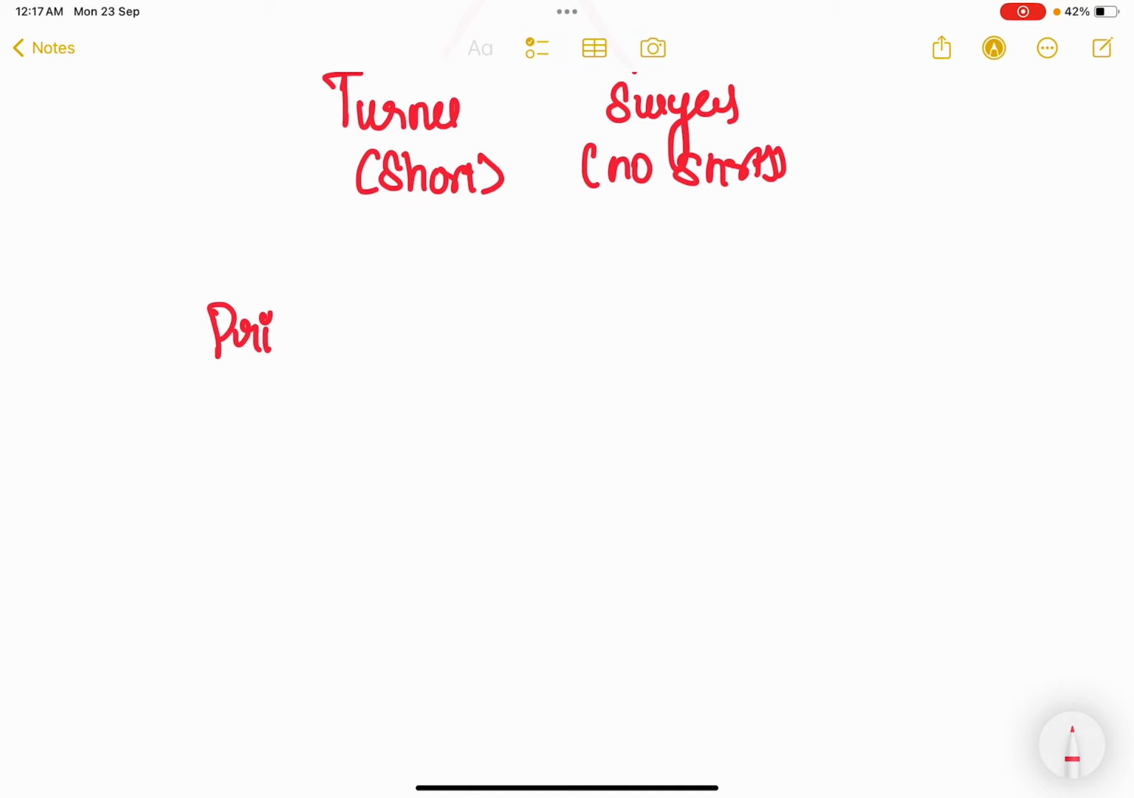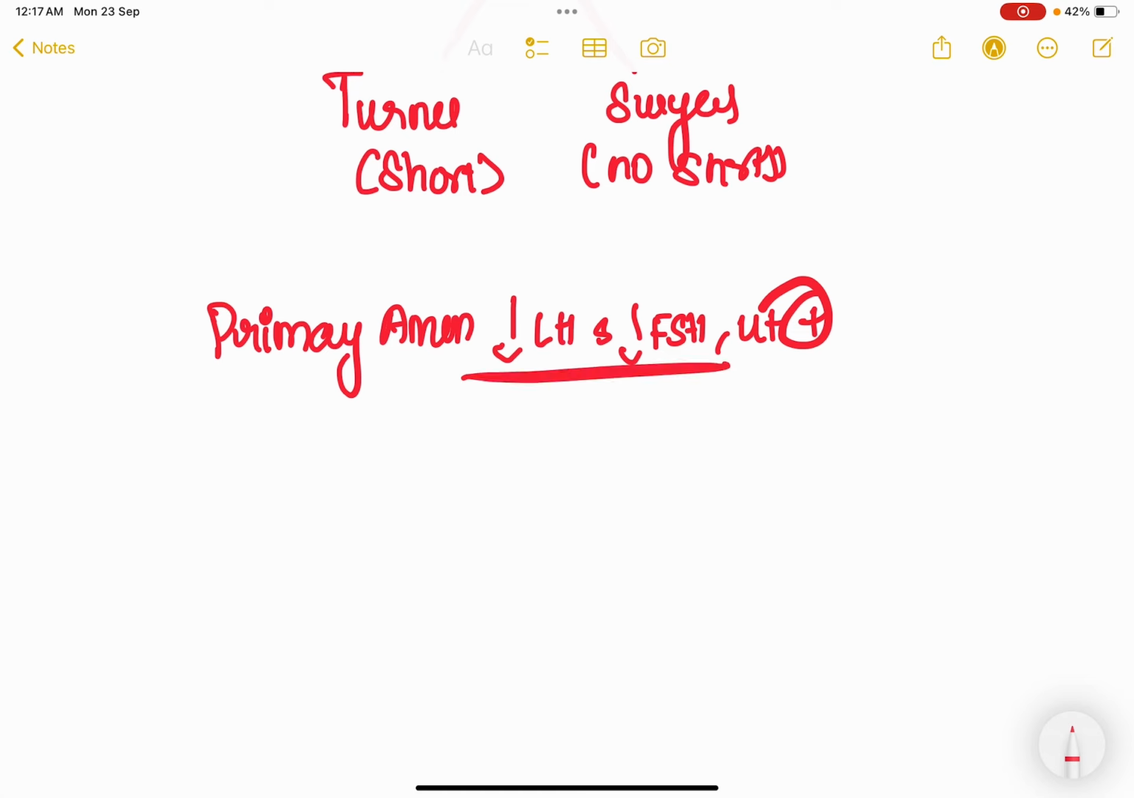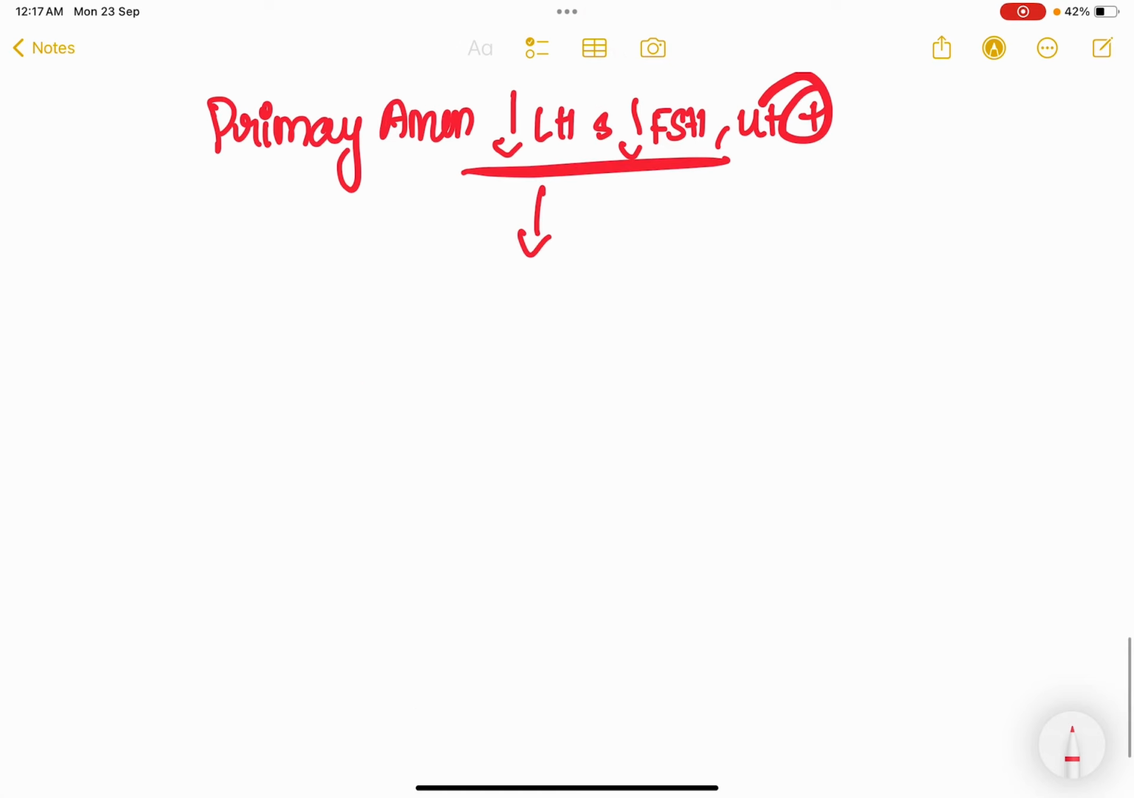And then two other conditions. Any patient with primary amenorrhea, decreased LH and decreased FSH, uterus present. So decreased LH and FSH can be seen in only one condition of hypothalamic failure, and that is going to be Kallmann syndrome.